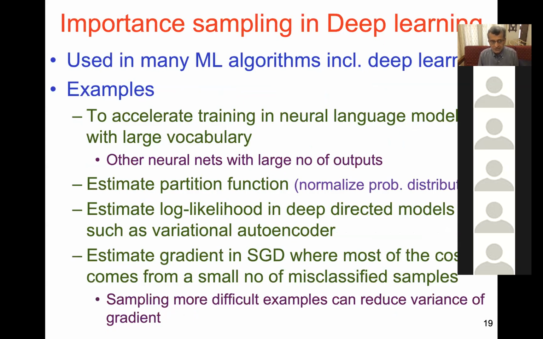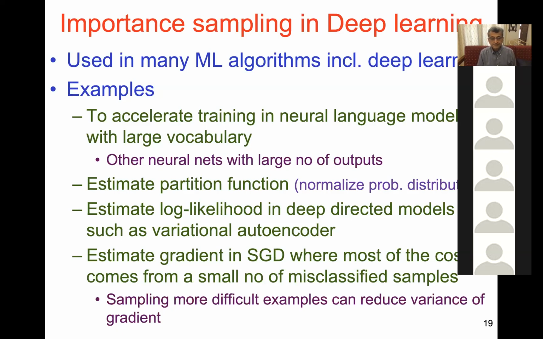And why do we need to know this? It is used in many machine learning algorithms, including deep learning. So the question is, where are they used? To accelerate training in neural language models with large vocabulary. Wow. So if you're going to be a language processing person, processing, whatever language you would like a deep learning network to process, to recognize, to understand, you'll find that it is needed to accelerate training of those methods.